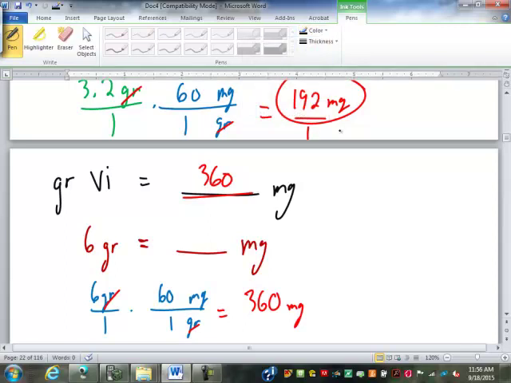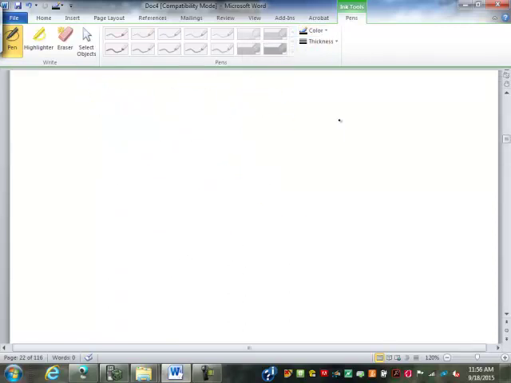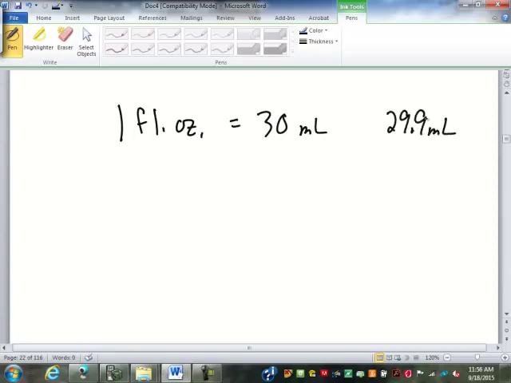Other units that we cross over. Here's one that in the book, you're actually going to see two different numbers given. 1 fluid ounce. On one page in the book, it says 1 fluid ounce is 30 milliliters. A couple pages later, it says 29.9 milliliters. Technically, this is more accurate, but we're going to use 30 just to keep it simple. One teaspoon is actually really close to being exactly 5 milliliters.